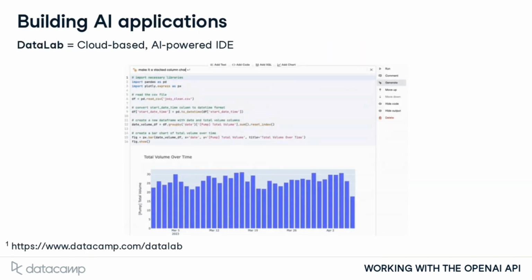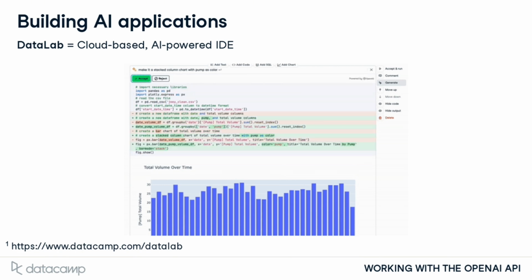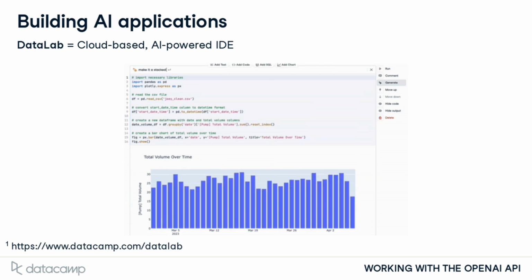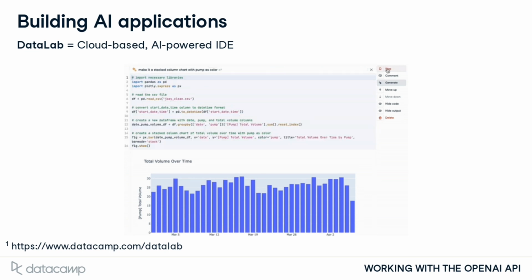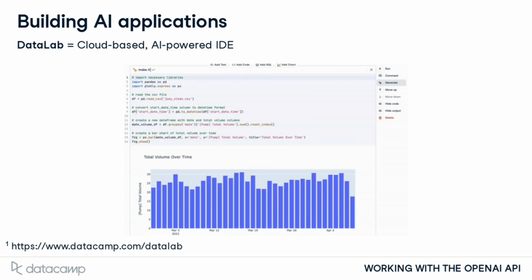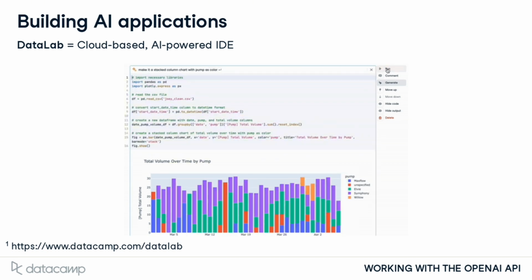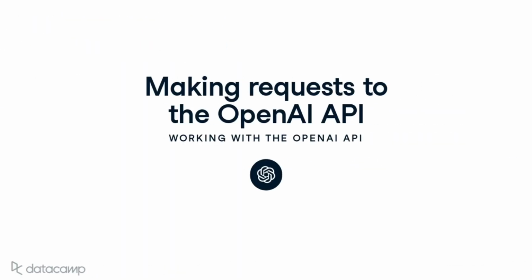The OpenAI API has enabled the development of powerful new features that before would have required enormous computational resources and data. In this example from DataLab, DataCamp's own AI-powered IDE, we developed a feature where you can use natural language to extract insights from data, all built on the OpenAI API. I highly recommend giving it a try.